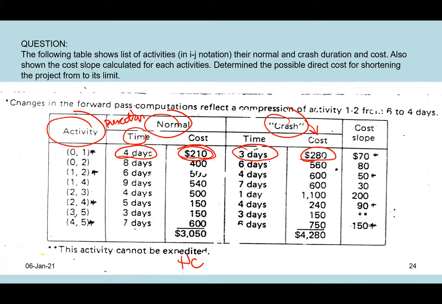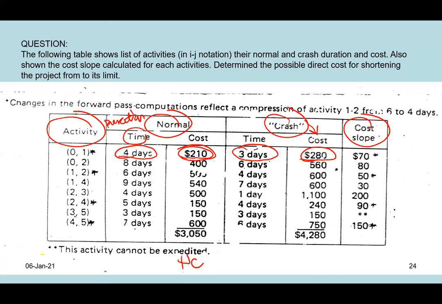How do you know the cost? In reality, it is based on the increase in machine, material or manpower, extra hours of work, etc. That is how the increasing cost comes about. Cost slope. You can calculate the cost slope. How do you calculate cost slope?